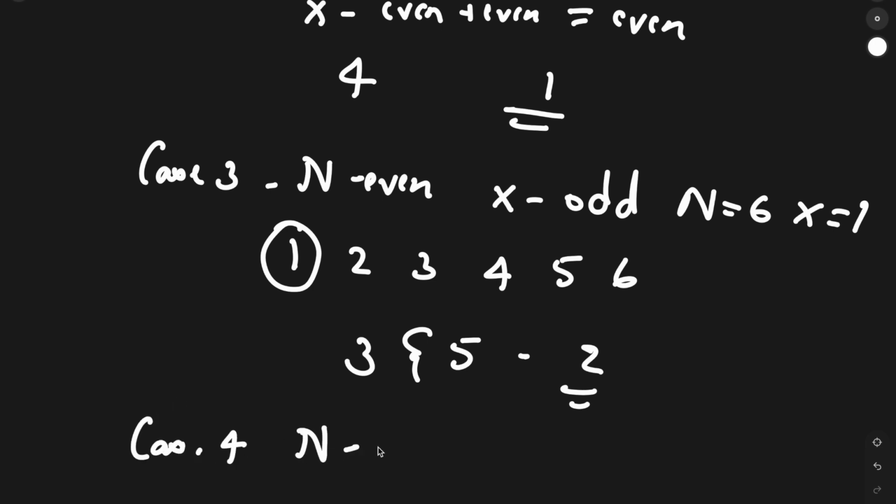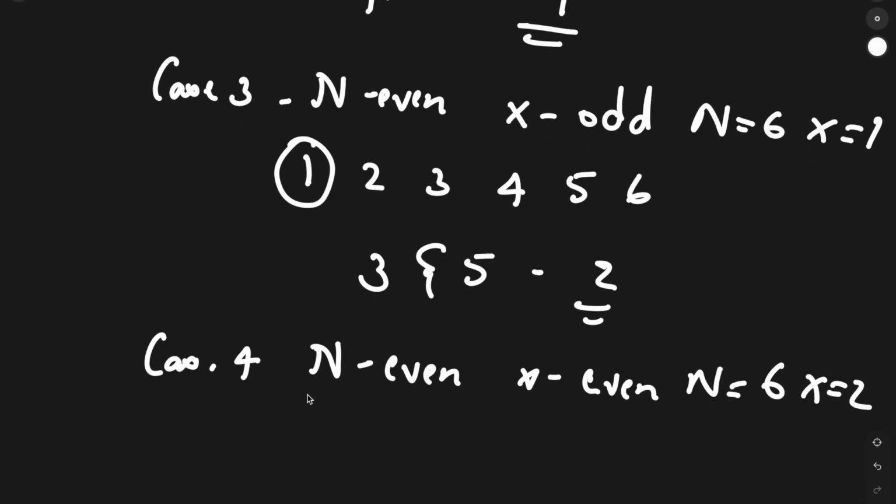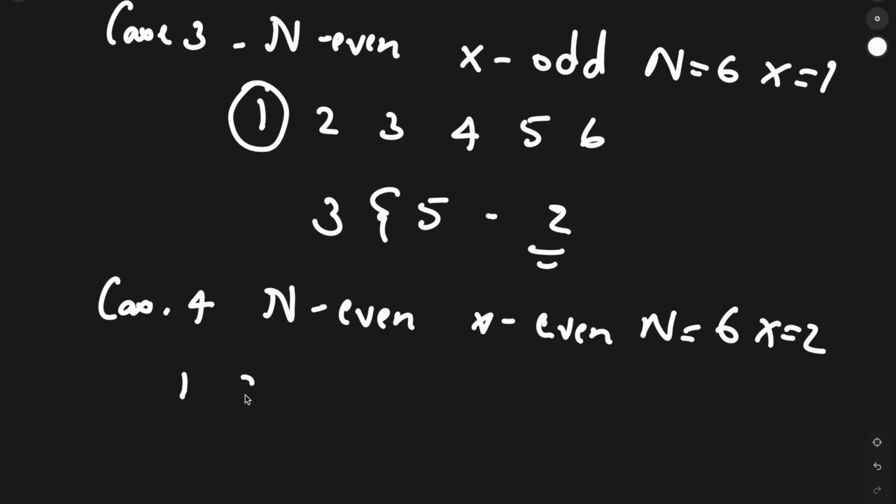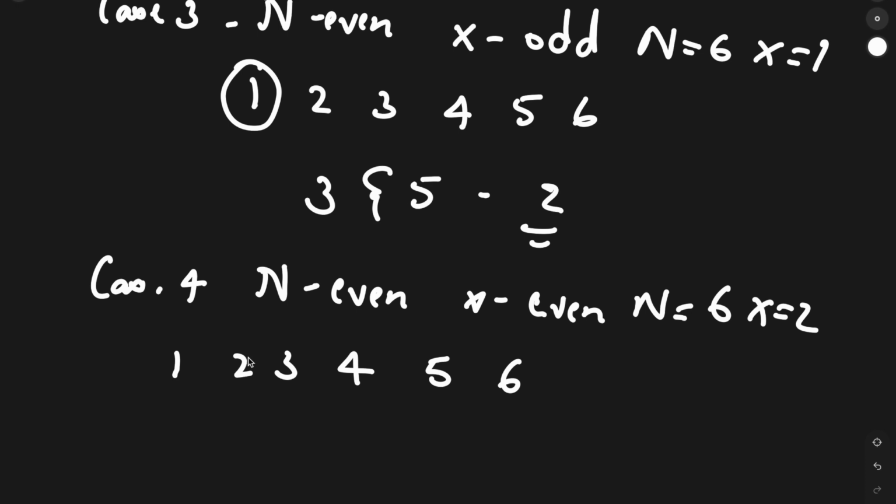And the fourth case will be n being even and x being even. So let's take n equal to 6 and x equal to 2. So if Chef takes 2, then to make the sum even you are left with 4 and 6. So the answer will be 2.